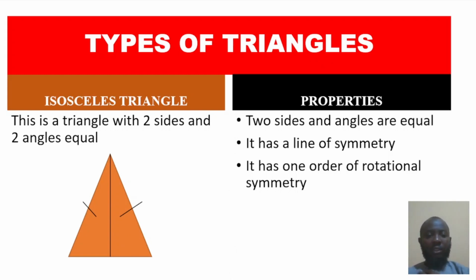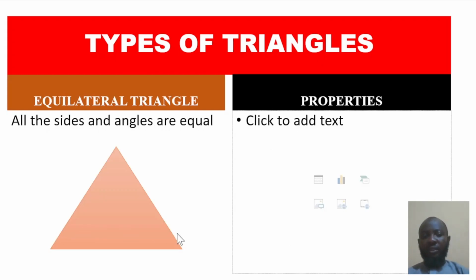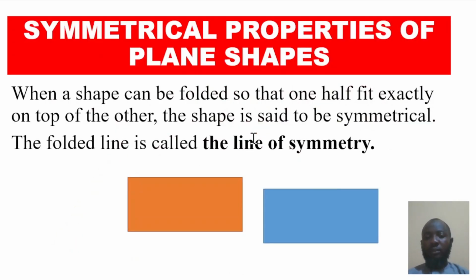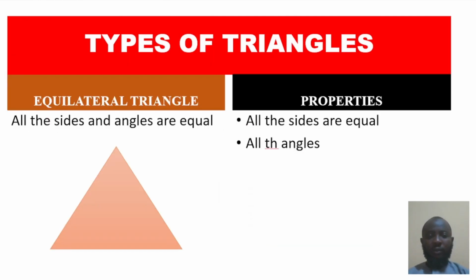The next one is the equilateral triangle. From the word equal, equi means equal angles, equal size. So all the sides are equal, all the angles are equal. If that is the case, all the sides are what? Equal. Then all the angles are also what? All the angles are also equal.